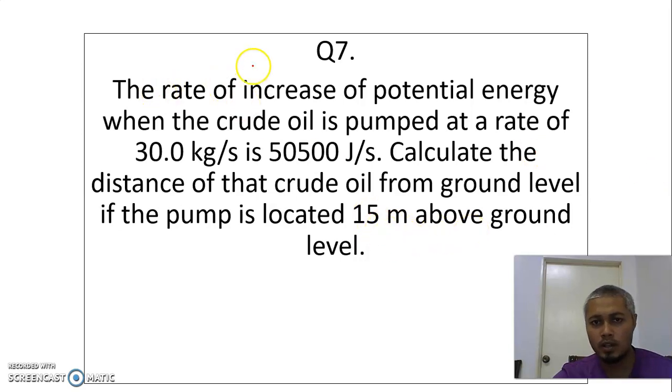So we try to extract the information given in the question. The rate of increase of potential energy means we have delta EP here. The crude oil is pumped at a rate of 30 kg per second, where we have m dot here, the mass flow rate. This delta EP equals 50,500 joule per second.